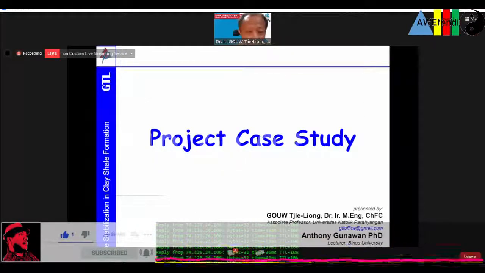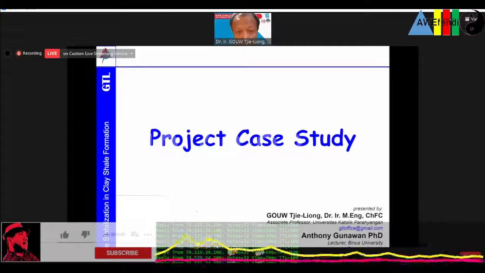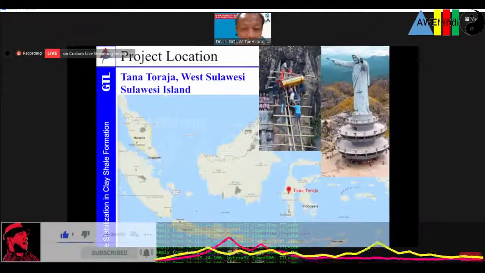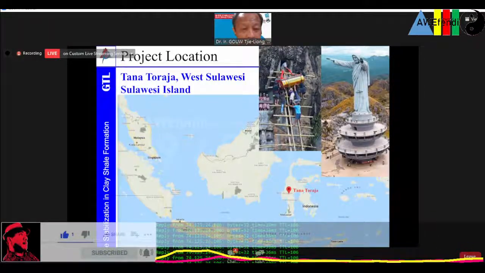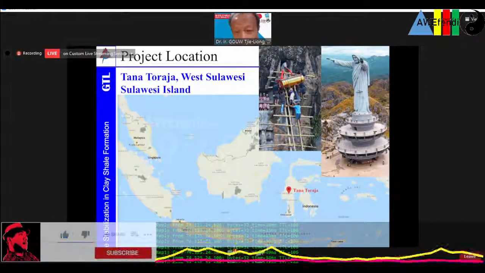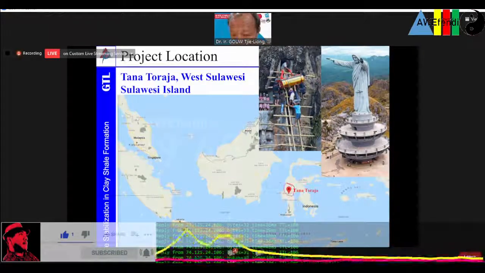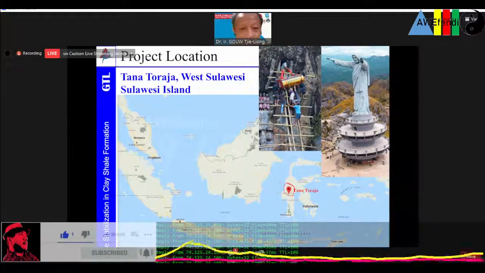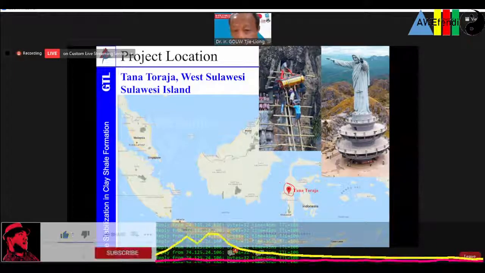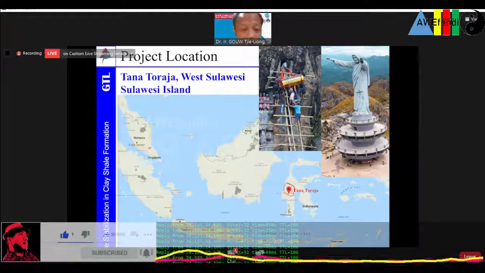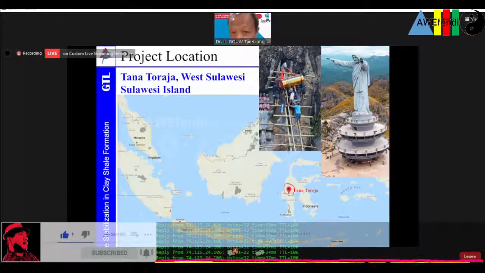So now we go into the project case study. This project, which I chose to present on this occasion, is located in Tanah Toraja. Tanah Toraja is located on Sulawesi Island. To many outside people, overseas people, it is also known as Celebes Island.